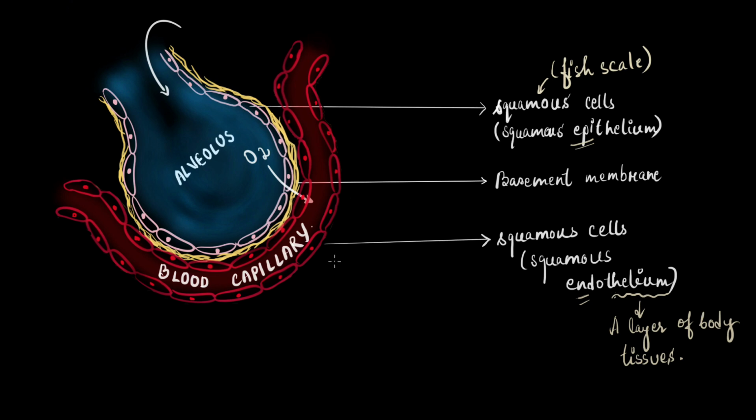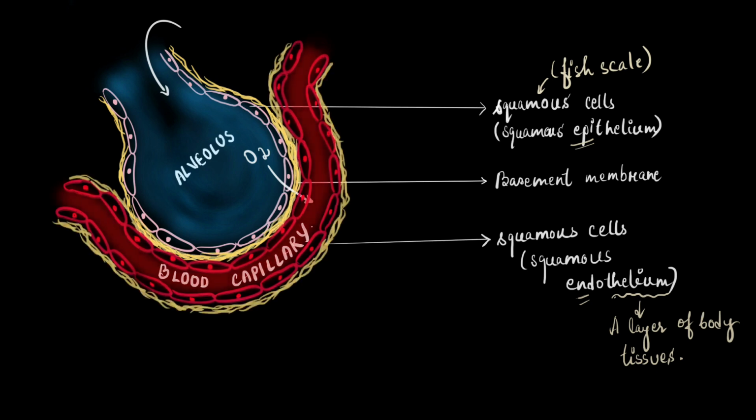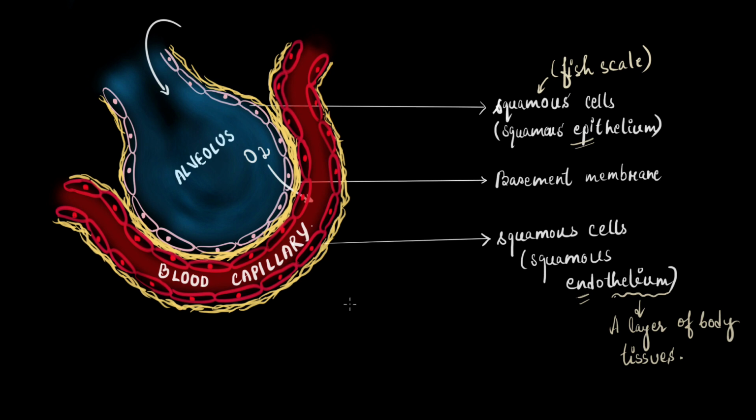Now, do you remember that we discussed that these squamous cells of the alveoli can't sit alone. They need a basement membrane for their structural support. Well, the squamous cells of the blood capillaries also need the same. They will also require basement membranes to support their structure. Okay, with this, we got all the layers that stand in the way of our respiratory gases.